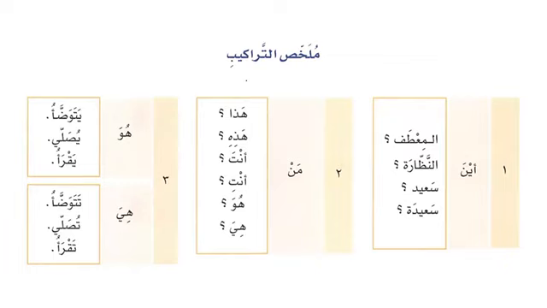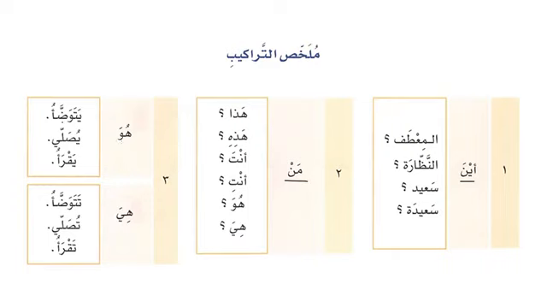ملخص التراكيب, and this is the most important thing over here. This is basically a summary of the grammatical concepts. So first of all, we have learned about aina, and aina is used to ask a question. For example, aina al-mi'taf, aina al-nadhdharah, aina Sa'id, aina Sa'idah. Man means who: man hadha, man hadhihi, man anta, man anti, man huwa, and man hiya. And we have learned these already in lesson number 1.